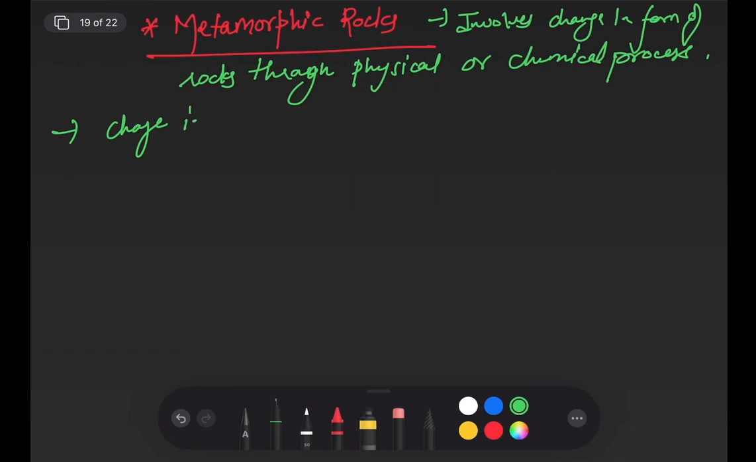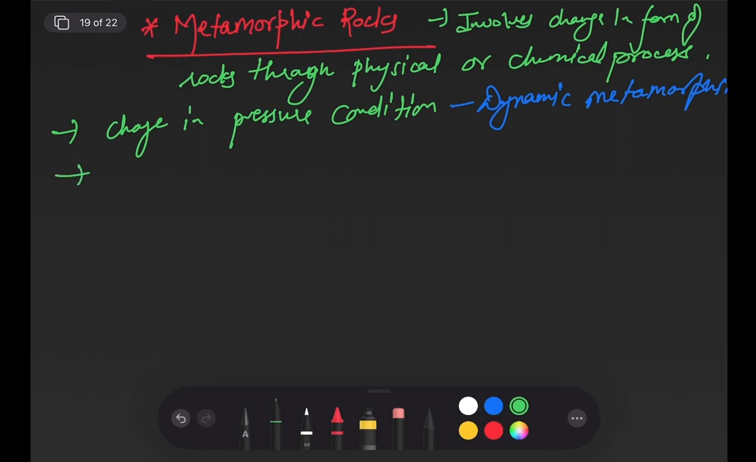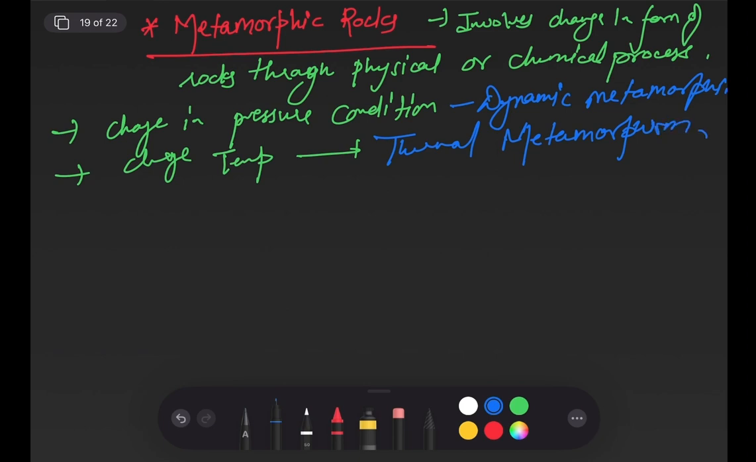Change in pressure condition results in dynamic metamorphism, while change in temperature condition results in thermal metamorphism. During the process, these rocks are arranged in lines and bands called lineation and foliation.